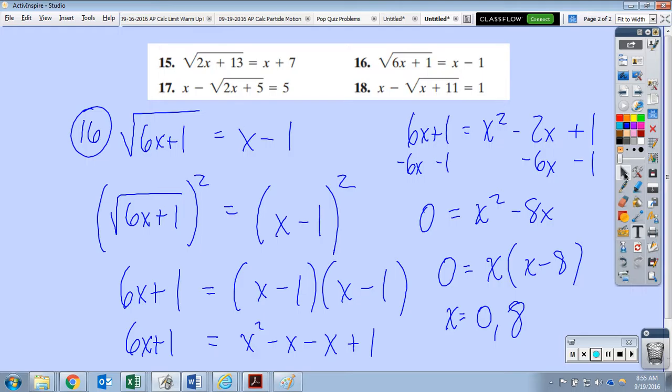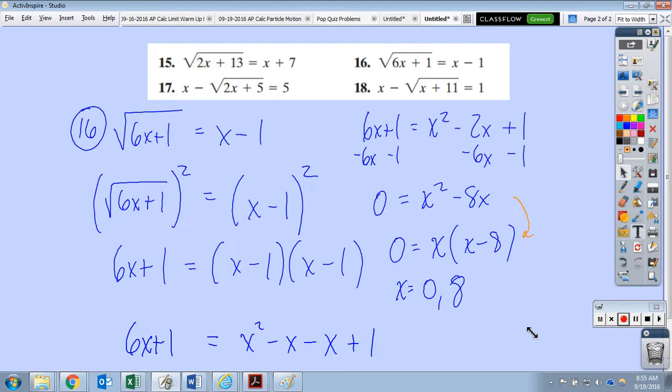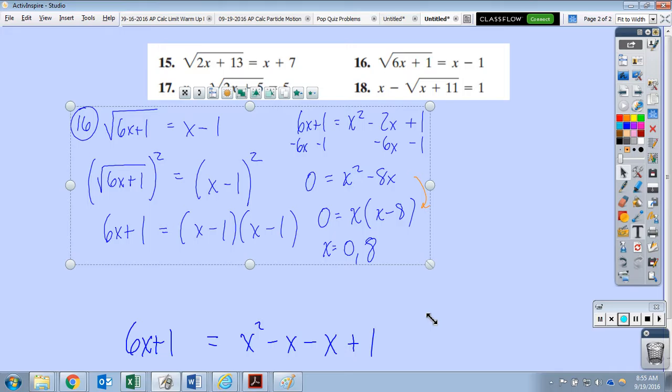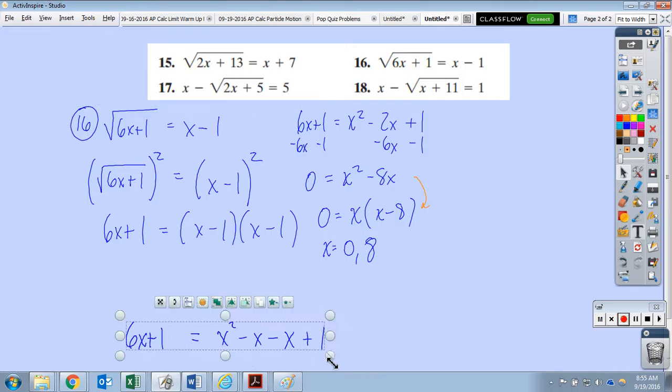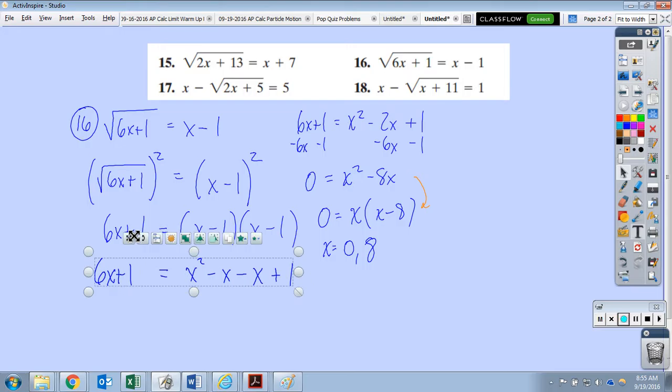Oh, so this was factoring. So the step from here to here, I just took out the greatest common factor. I factored. I noticed the greatest common factor of these two is x, and factored that. So let's go ahead and test these.